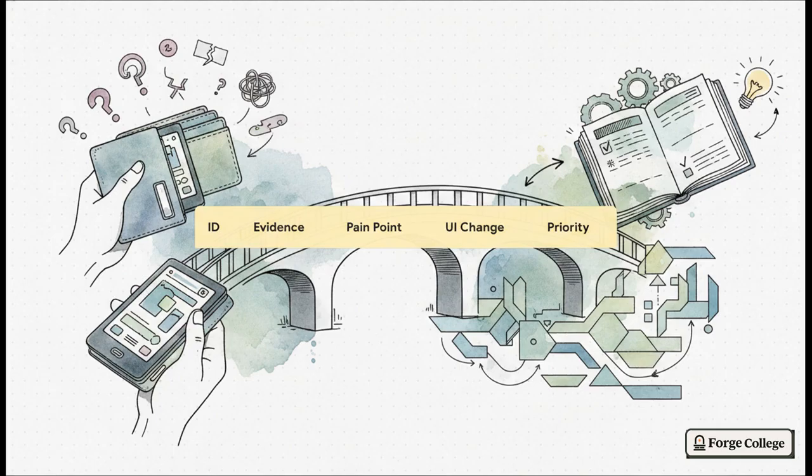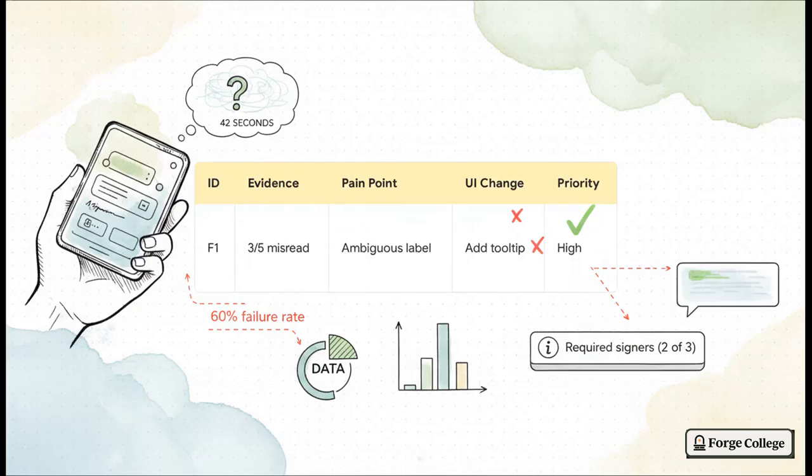We don't just wave our hands and say, oh, users were confused. No, we create a ledger. Finding ID, the measurable evidence, the observed pain point, the specific recommended interface change, and a priority level. Let's see how this actually builds into a real example. Imagine a row labeled F1.